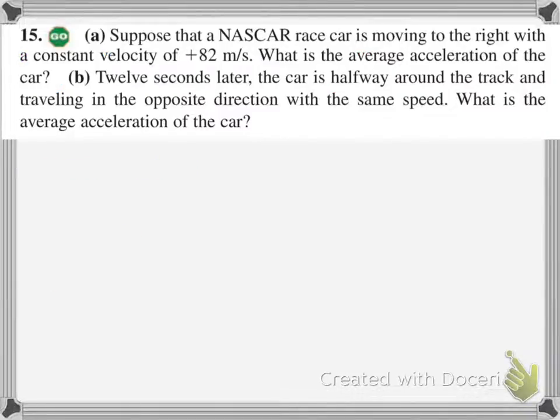Now, a problem from this section is number 15. And part A says, suppose that a NASCAR race car is moving to the right with a constant velocity of positive 82 meters per second. What is the average acceleration of the car?